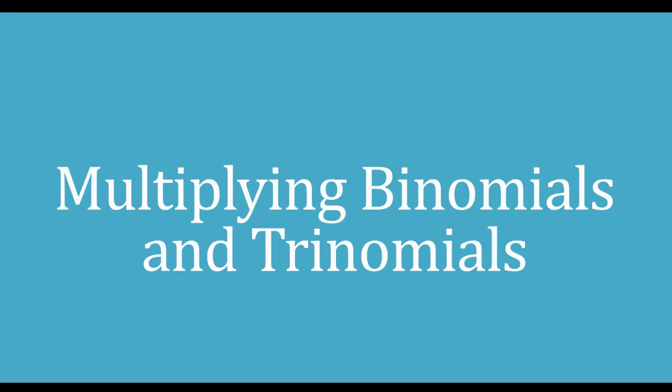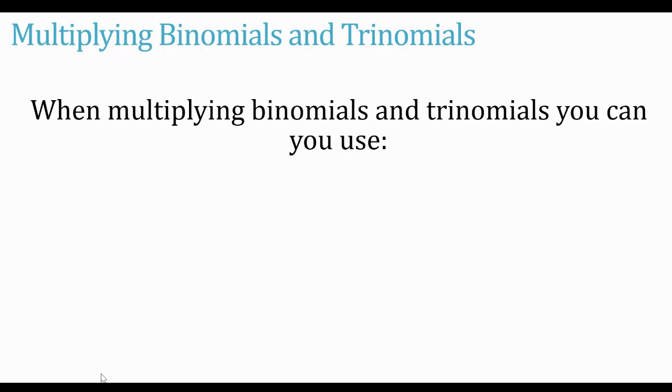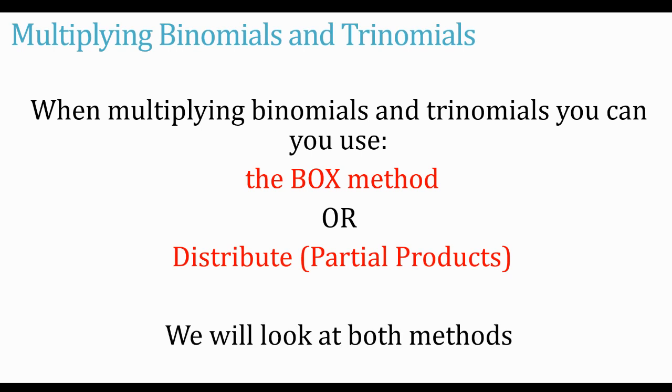Hey everyone, so now that we know how to multiply monomials and binomials, we're going to take a look at multiplying binomials and trinomials today. Just a refresher, binomials are expressions or polynomials that have 2 terms, and trinomials have 3 terms. When multiplying binomials and trinomials, there are 2 methods that you can use, the box method, or you can distribute. This is also called partial products, and we're going to take a look at both of these today.